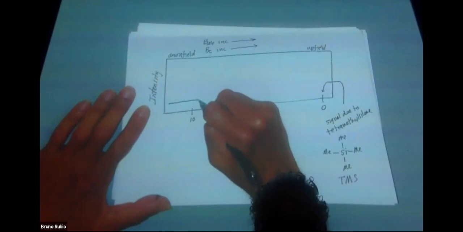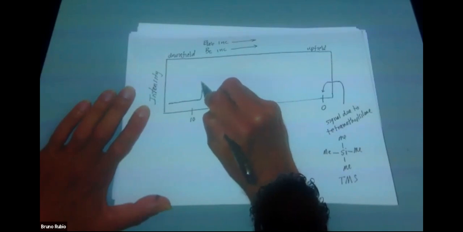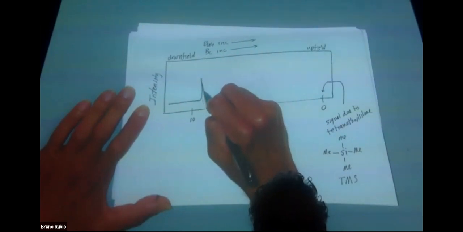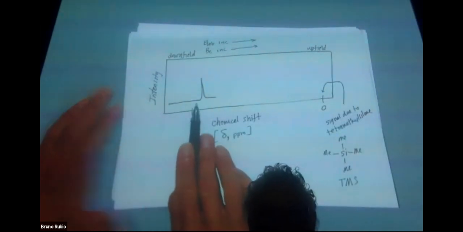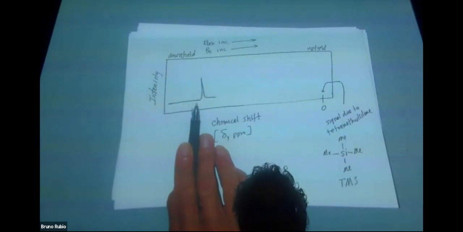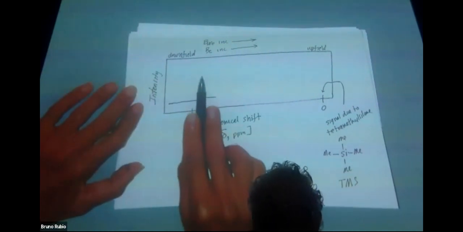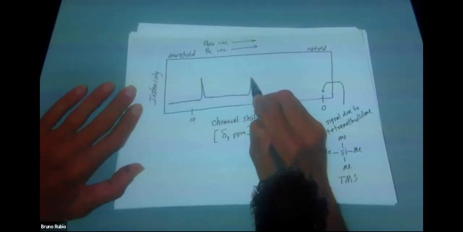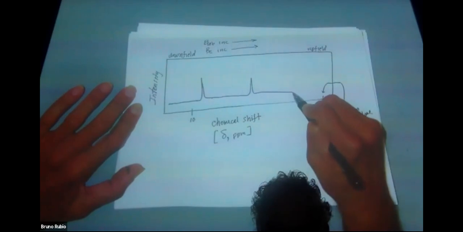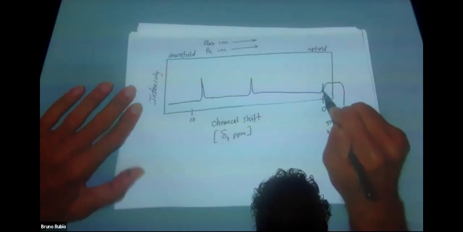And so what we see is that the amount of RF that went in is now greater than the amount of RF that came out, and so we see a peak. This baseline is correlated to the amount of RF that was shot into the sample, but now some of it is missing because some of that RF was absorbed, and that was picked up by the detector, and so we get a peak. And so maybe we get another peak over here like that. And then maybe we have some TMS in the sample, and we have a peak there.